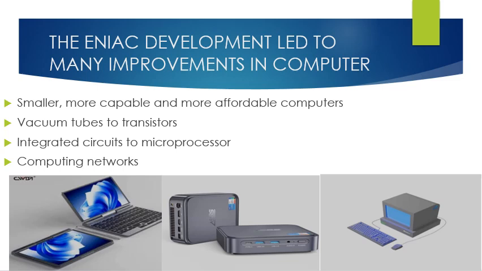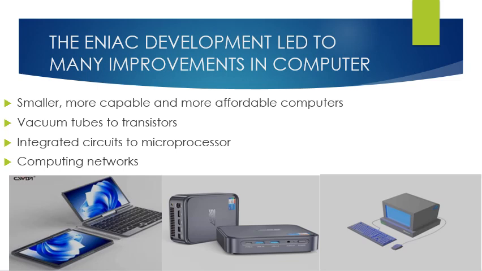The ENIAC development led to many improvements in computers. The first one is smaller, more compact and more affordable computers; then vacuum tubes to transistor, integrated circuit to microprocessor, and computing networks. Other computers took up the challenge of creating a system that would be very small and have more capacity and ability to function.